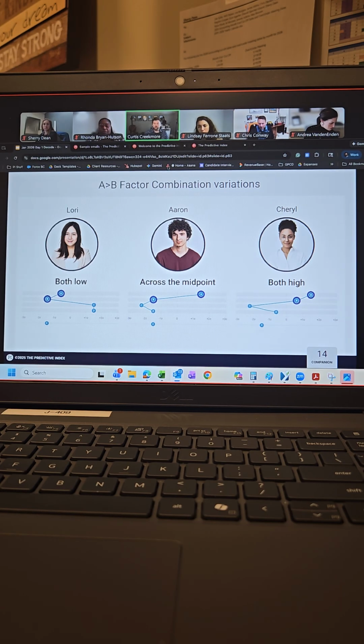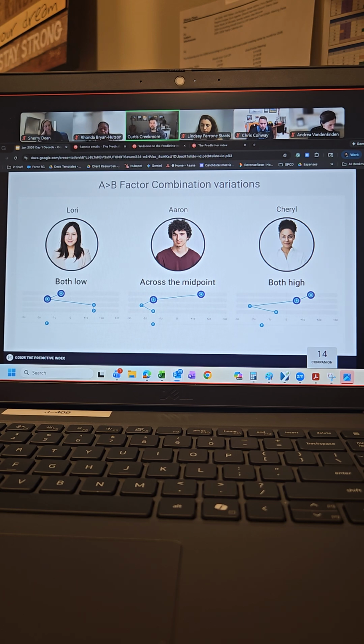So all of the patterns here for these 3 people are A over B. This is described as task-oriented, right? However, where they fall in relation to the midpoint matters in how an individual shows up at work. So for example, Lori is task-oriented, but both of them are low. Aaron crosses the midpoint. Combinations that cross the midpoint usually result in a stronger expression of behavior.